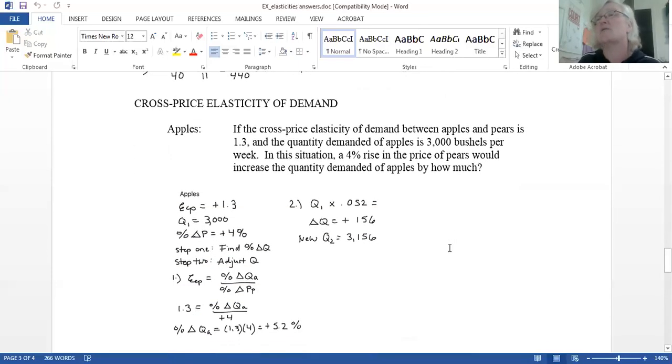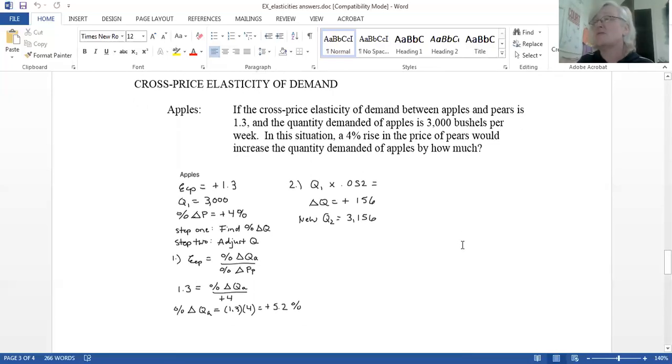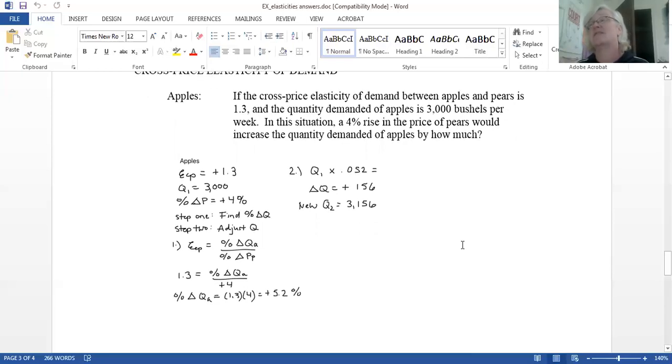Let's move on and look at a couple cross price elasticities. I think in this case, at least one here. Let's do this cross price one. Apples and pears. I would anticipate they're substitutes, but we'll find out when we go through the math and everything.